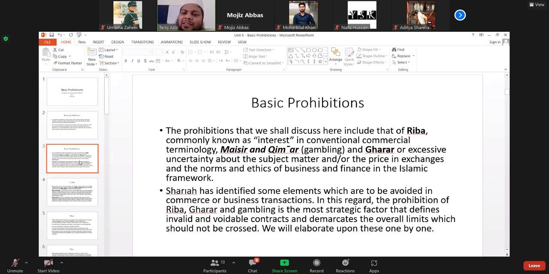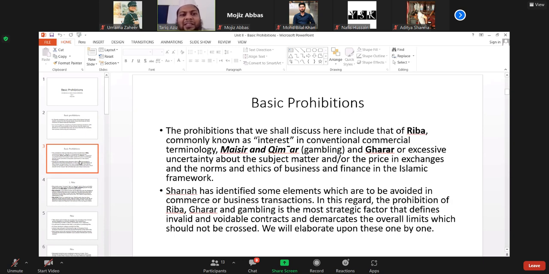So if I say that I'm selling you this product and I am not specifying the price, the contract will not be there, and it will not be considered a valid contract from the Sharia point of view, because the price is unknown. How can I sell something? The buyer and seller have to agree on a price, and if the price itself is missing from the contract, that contract cannot be a valid contract. So the price should be known, the subject should be known. These are just examples of gharar.